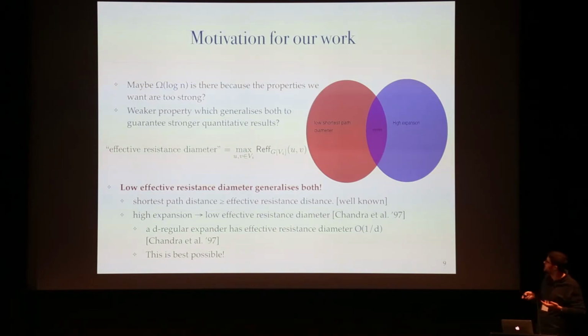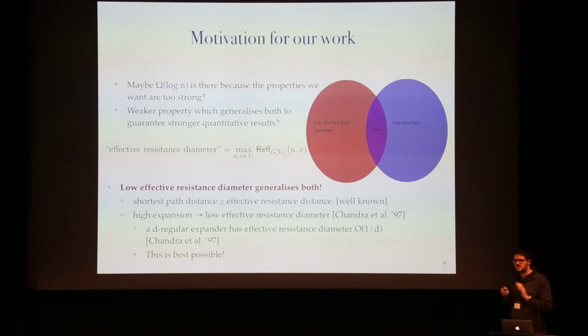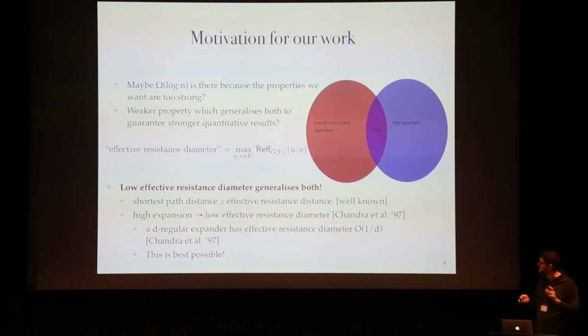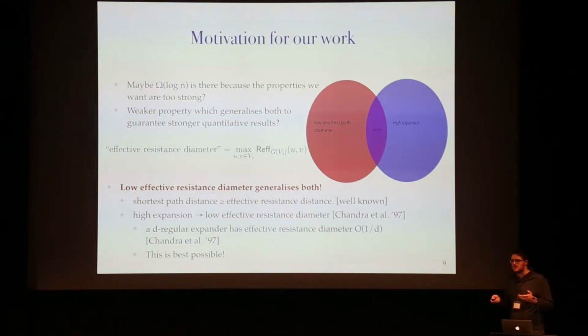And what we considered in our paper is the property of low effective resistance diameter. I'm going to define what that is. But for now, let's just assume that it's some abstract distance metric on a graph that generalizes both low shortest path diameter and high expansion. For shortest path diameter, this is a folklore result. It's very well known. And for high expansion, it is due to the work of Chandra and friends. They show something more general, actually. They show that if you have a d-regular graph, its resistance diameter is order 1 over d, and this is best possible. That is, if you have any d-regular graph, you can't hope for better effective resistance than 1 over d.